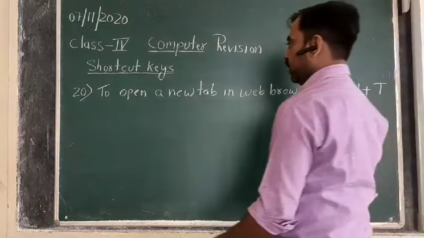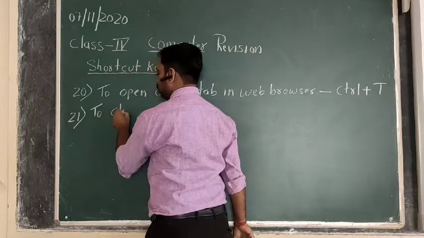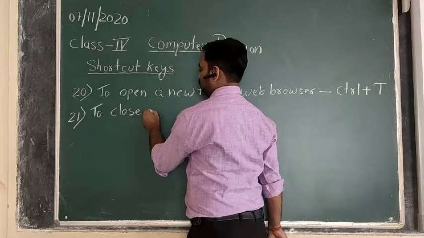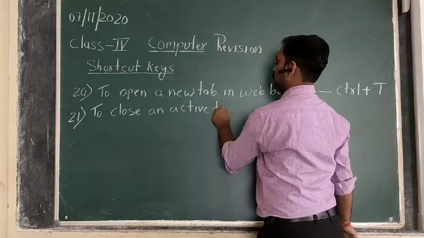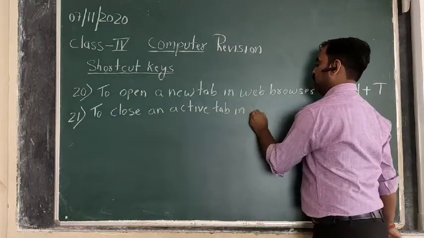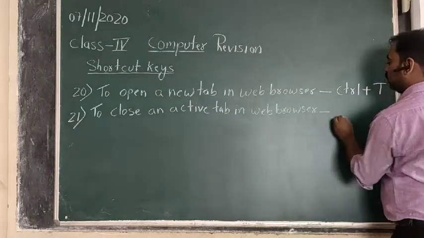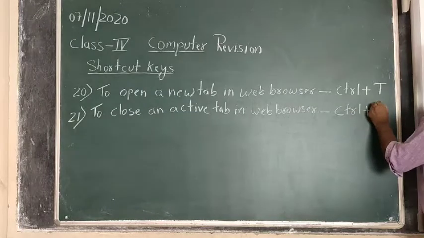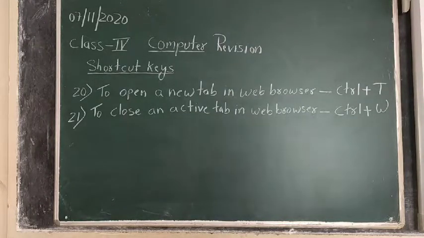Okay, and the next one is to close an active tab in a web browser: Control plus W. Now, what is the meaning of active tab here? The active tab generally means the web page which is currently displayed.